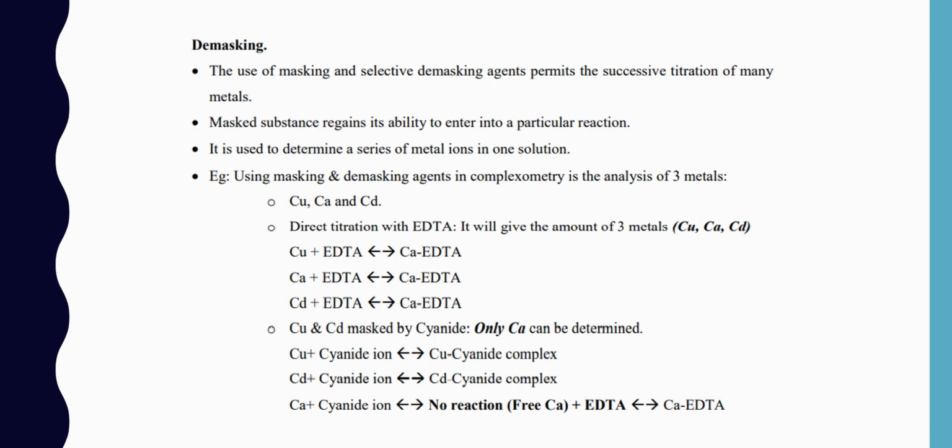Next is demasking. The use of masking and selective demasking agents permits the successive titration of many metals. A masked substance regains its ability to enter into a particular reaction. It is used to determine a series of metal ions in one solution, using masking and demasking agents in complexometry in the analysis of three metals.